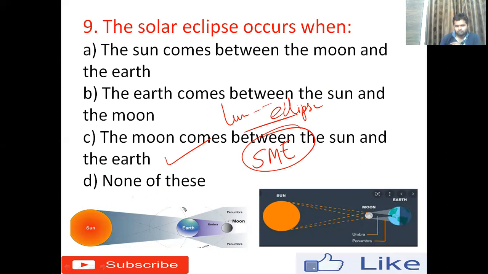It is represented with SEM. We can remember the shortcuts, lunar eclipse and solar eclipse. But for this question, the right answer is option C, the moon comes between the sun and the earth. All right, we'll move to the next question.